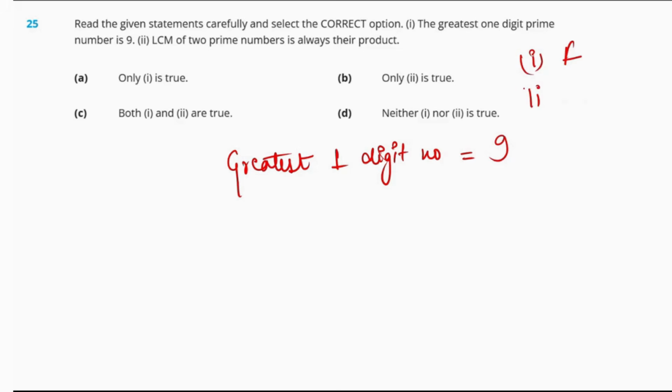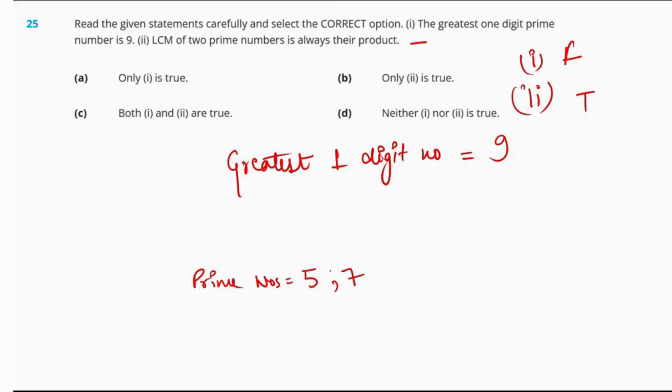Now, talking about the second statement, it says the LCM of two prime numbers is always their product. Now is it true? Yes, this statement is true. Now why is it true? Let's talk about two prime numbers. So we can take 5 and 7. These are the two prime numbers that I am taking.